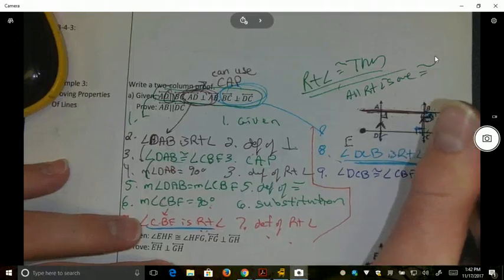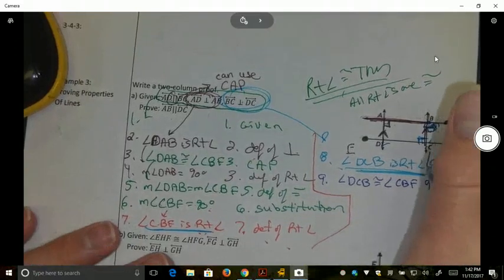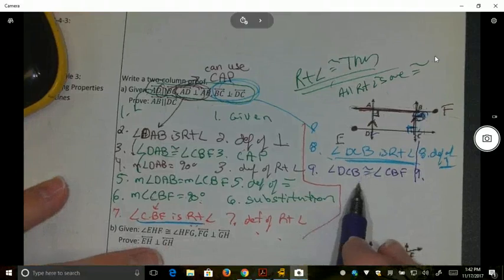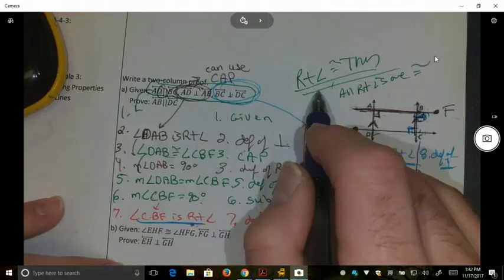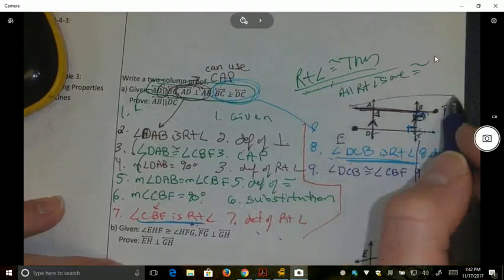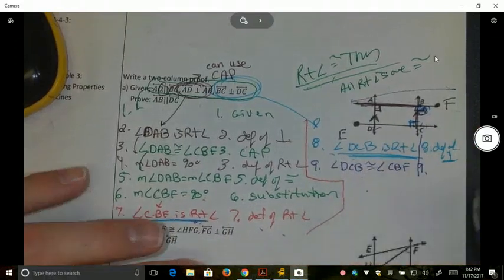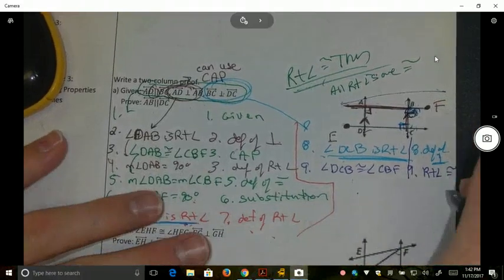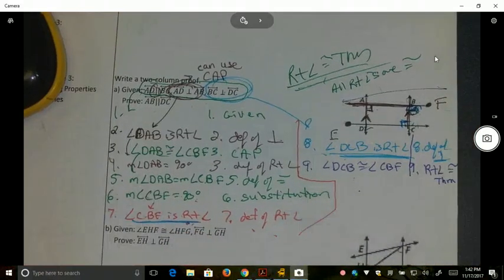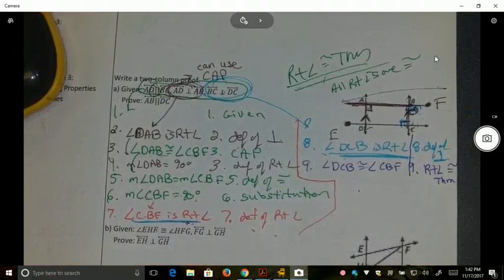This is a new justification. We haven't used this one before. We're saying that because they're both right angles. And the right angles theorem says that all right angles are congruent. So since they're both right angles, we can say they're congruent by the right angle theorem. It's actually called the right angle congruence theorem. I abbreviate it right angle theorem, though.